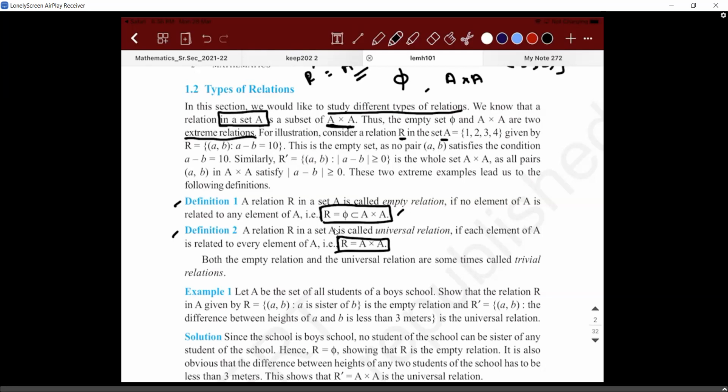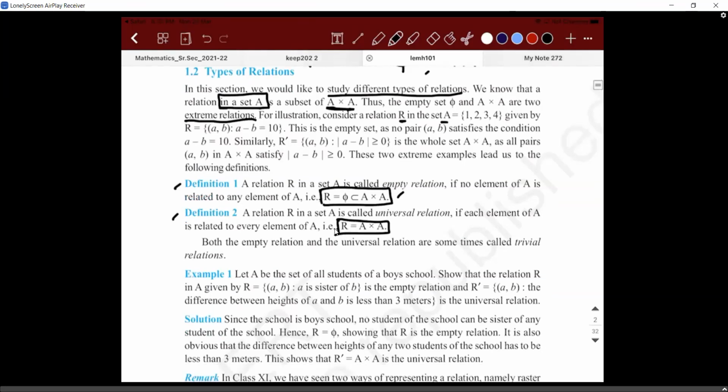Clear, guys? So with this knowledge, let's try to solve one more example. Let A be the set of all students in a boys' school. We need to show, whatever they are going to give us, true. Show that the relation R in A given by R equal to {(a, b): a is a sister of b}. What kind of relation is it? It's a null set, because how can a boy be a sister of another boy? So it is a null set, and R dash is equal to {(a, b)} such that the difference between heights of a and b is 3 meters.